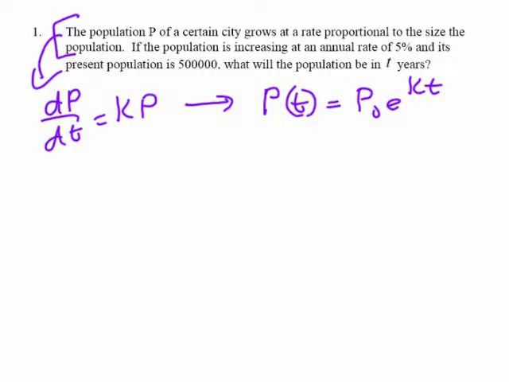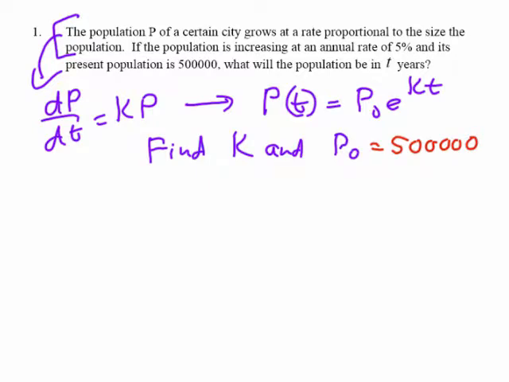Alright, so now we have the specific situation we want to make this specific to, so we're going to need to find our constants k and P naught. Well, P naught is our starting population. And if I read through the question here, it says the present population is 500,000. So I can pop that into position right away.